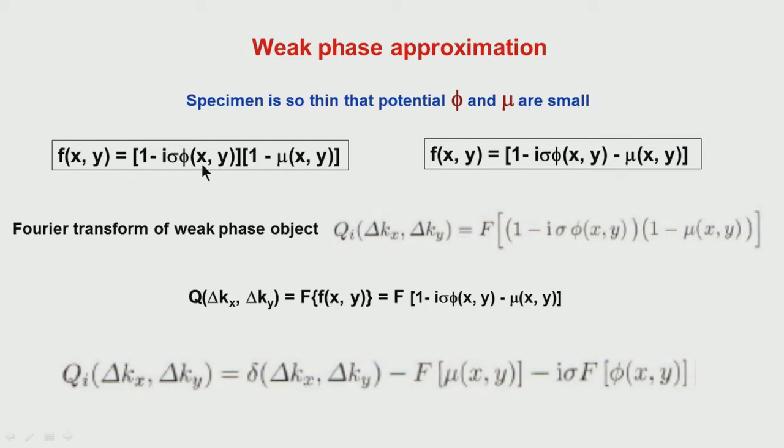If these two are small, then the exponential can be expanded into a series expansion, and if you omit the higher order terms, this is how it will turn out to be. Okay. Finally, this turns out to be 1 minus I sigma into phi of x y minus mu into. So, this is the phase term and this is the absorption term.